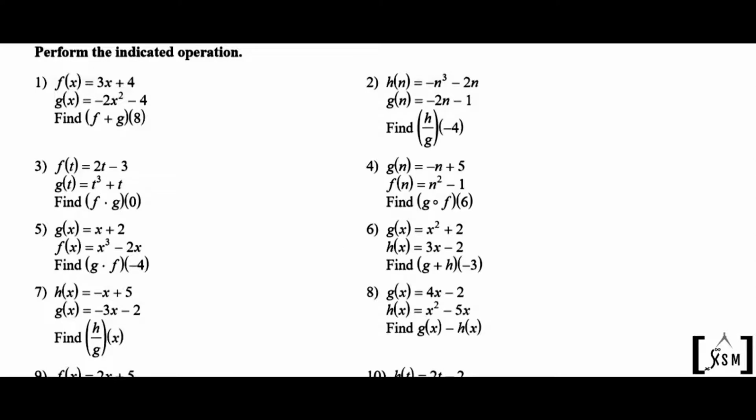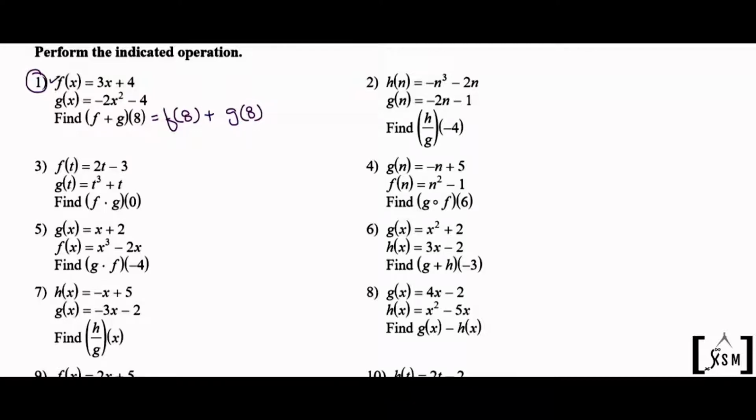Learn about operation of a function. Have a look at question number 1. fx is given, gx is given. We have to find f plus g of 8. So basically this is f8 plus g8, and that is easy. Basically we have to find the value of f8.